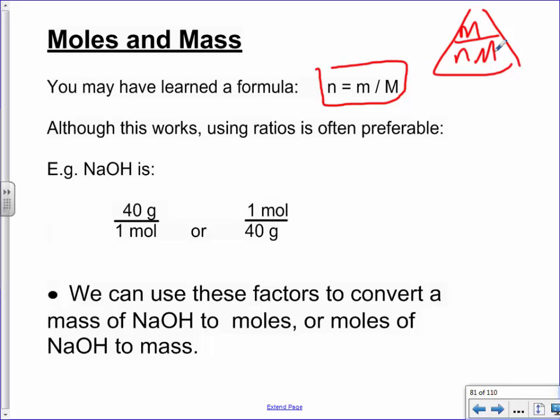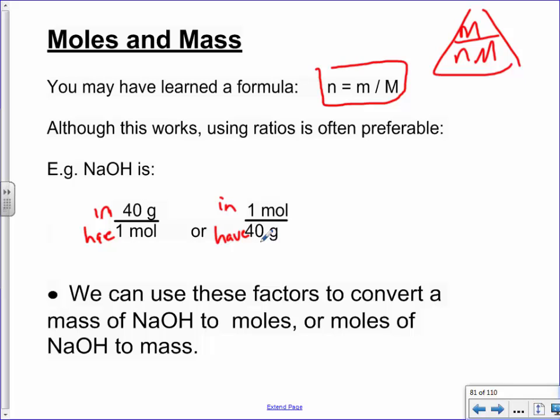But in my opinion, for some of the skills we need going forward, it helps if you can learn how to write them as ratios rather than as different formulas. So here's how I'm going to recommend you start trying to solve problems. Sodium hydroxide, if you actually find its molar mass, it's 40 right on the dot. That means you could write this 2 different ways. You could say in 40 grams, you have 1 mole. Or it would be valid to write it like this: in 1 mole, you'd have 40 grams. See how I flipped it upside down?